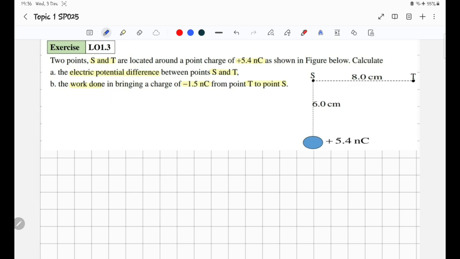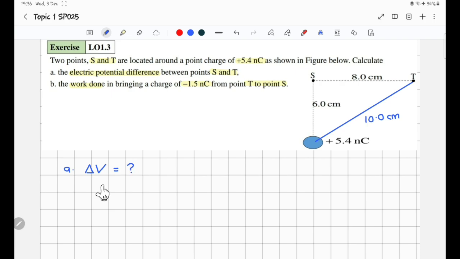Okay, before we proceed with our calculation, we need to know the distance between the point charge, positive 5.4 nanocoulomb, and point P. We can apply the Pythagoras theorem to find the hypotenuse of the triangle, and based on the calculation, we will get 10 centimeter. Okay, so now let's solve part A, to find the electric potential difference between point S and point T.